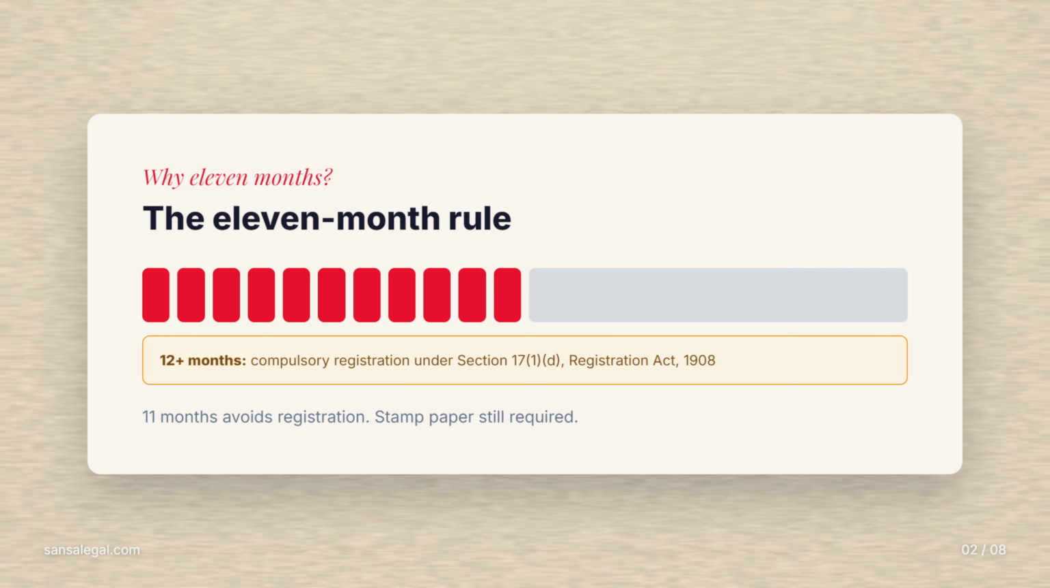Under Section 17(1)(d) of the Registration Act, 1908, any lease of immovable property for a term exceeding 1 year or reserving a yearly rent must be compulsorily registered with the sub-registrar. That means higher stamp duty, registration fees, and both parties appearing in person. Keep the term at 11 months, and you avoid all of that. But remember, even an 11-month agreement must be executed on proper stamp paper to be legally enforceable.